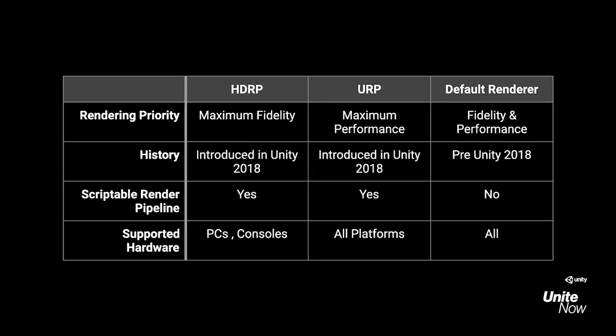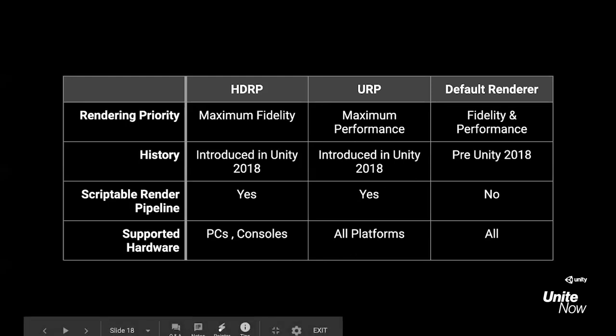Again, these ones are relatively new. They were introduced in Unity 2018. The default render pipeline has been around pretty much as long as Unity has been around, and it will continue to be around for the next few versions as well. These two, HDRP and URP, are scriptable render pipelines, which just means that it's easy to access the back end and extend those. Again, HDRP should really be focused on PCs and consoles. And if you would like to develop for other platforms, mobile, AR, all VR platforms, URP is going to be the best option. Again, you can use VR with HDRP, but reserve it for the PC-based headsets.